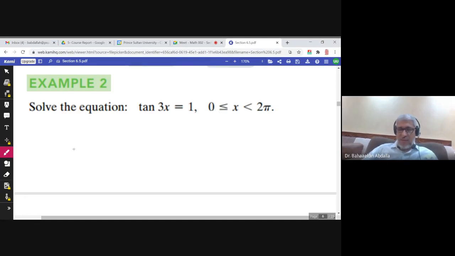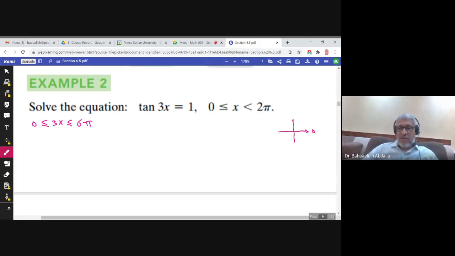So 0 times 3 is 0. X times 3 is 3x. And 2 pi times 3 is 6 pi. From 0 to 6 pi, 3 revolutions. So I'm going to search for solutions for 3x in 3 revolutions. All right. First, we find the solutions in the first revolution. The first revolution is from 0 to 2 pi.